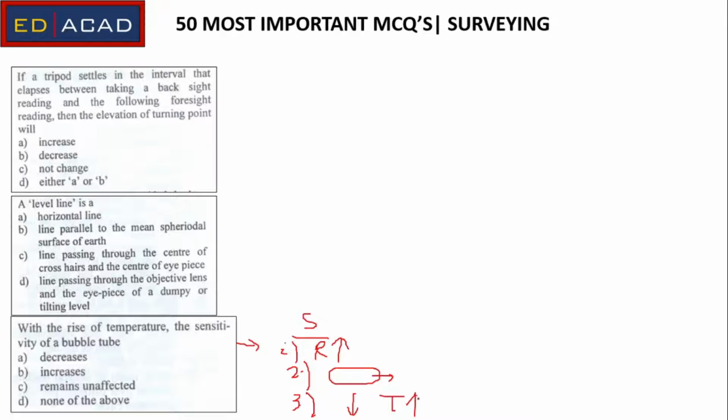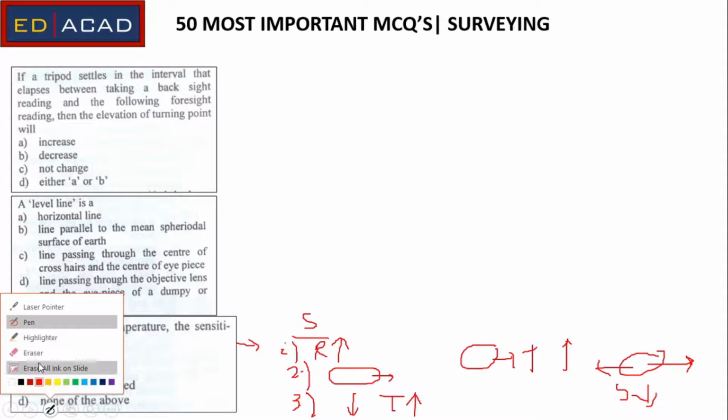Sensitivity will decrease with rise in temperature because when we increase the temperature, the viscosity of the fluid also increases and it offers more resistance to the movement of the bubble. So in that case, our sensitivity will decrease. So A would be the correct option. Let's move ahead.